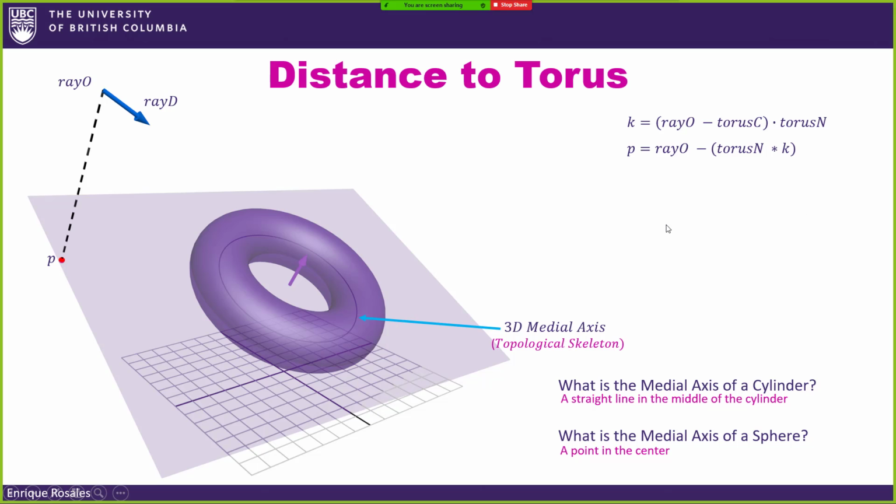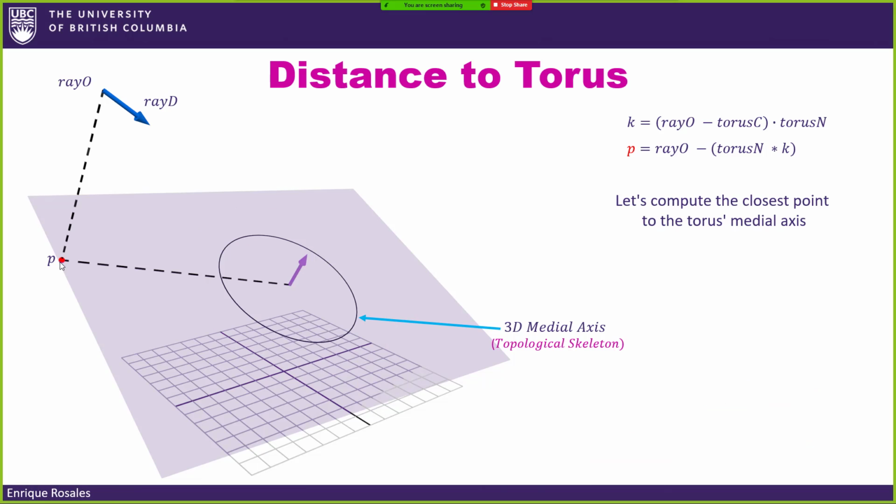But in this case, what we need is very simple. Now we need to compute, from point P, the closest point on the medial axis. In order to do that, let's assume for a moment that I will just remove the ray.